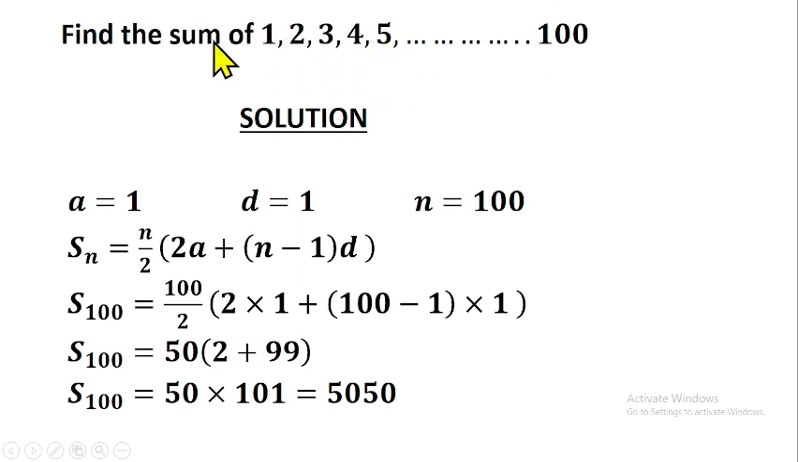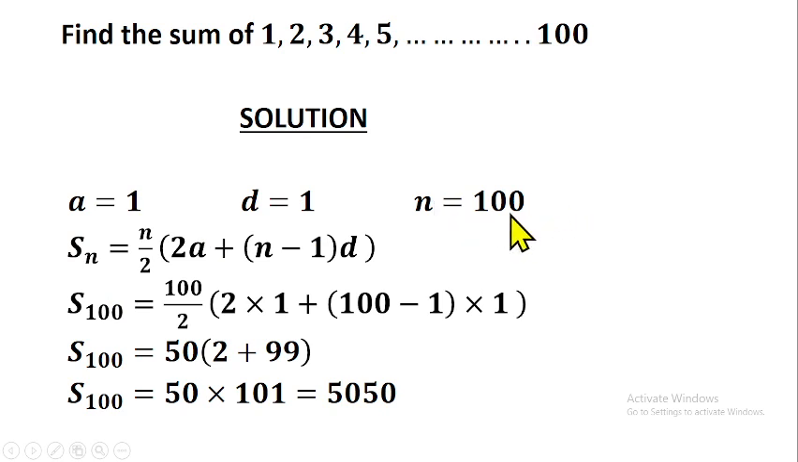AP. So we want to sum them, but how many terms do we have between 1 and 100? What's the value of our n? n is 100, because between 1 and 100 there are 100 terms. Therefore our first term a is 1, and the common difference is also 1.